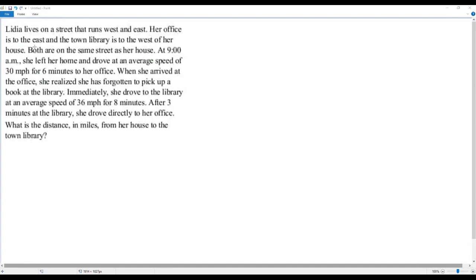Okay, since we have Lydia's house, the town library and her office on the same street which runs west to east, let me draw a line segment which runs west to east. Here we have the direction west and here we have the direction east. Now let me mark Lydia's house over here. This H represents Lydia's house, and according to the information, her office is to the east of her house. So here, let's take her office, and the town library is to the west of her house. So we can take the town library over here.